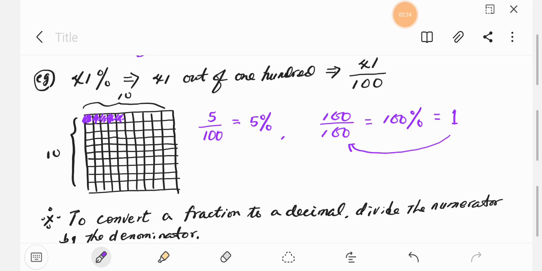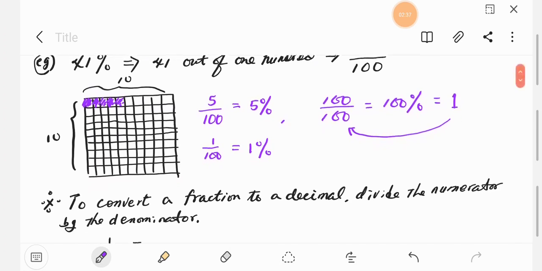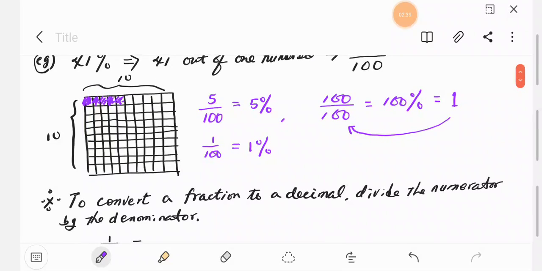And 1%, what is 1%? If you take 1 out of 100 pieces, then that is 1%. So this shows the fraction and percent relationship. And then how about the decimal? Isn't it 0.01? Because 1 out of 100 is 0.01. So 1% is equivalent to 0.01.